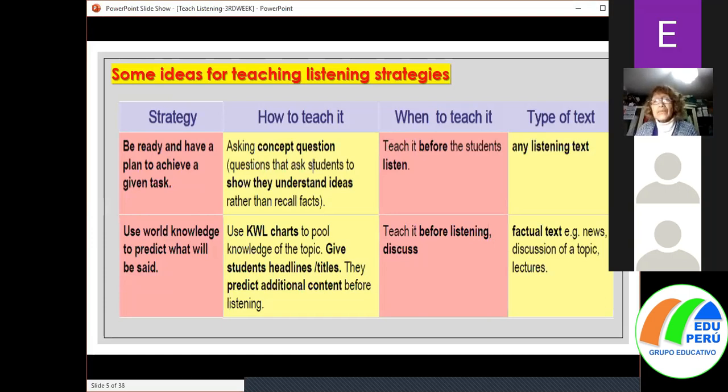KWL charts. Anybody can tell me what it is about? Yes or no? Try to recall. Try to remember. Nobody? Dominique Gabriel says, know what I know, learning. Yeah, you're close, Gabriel. Anybody else?